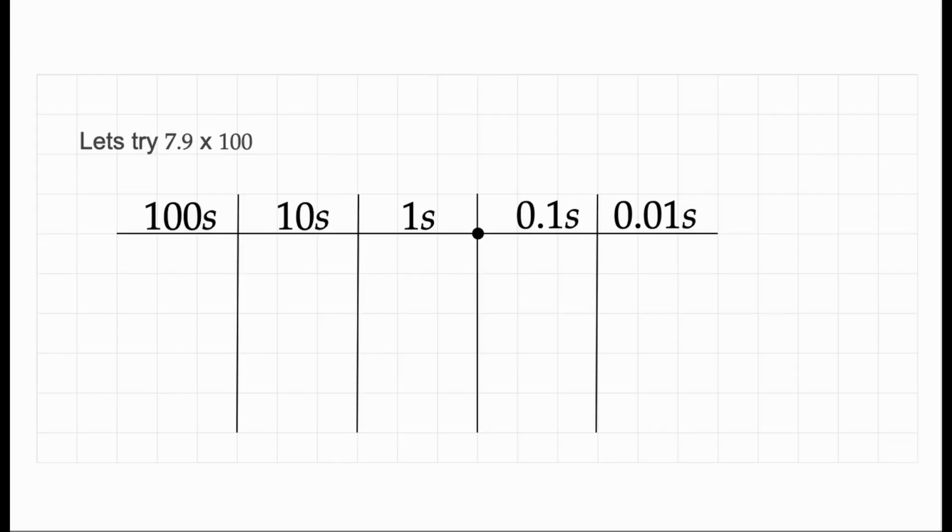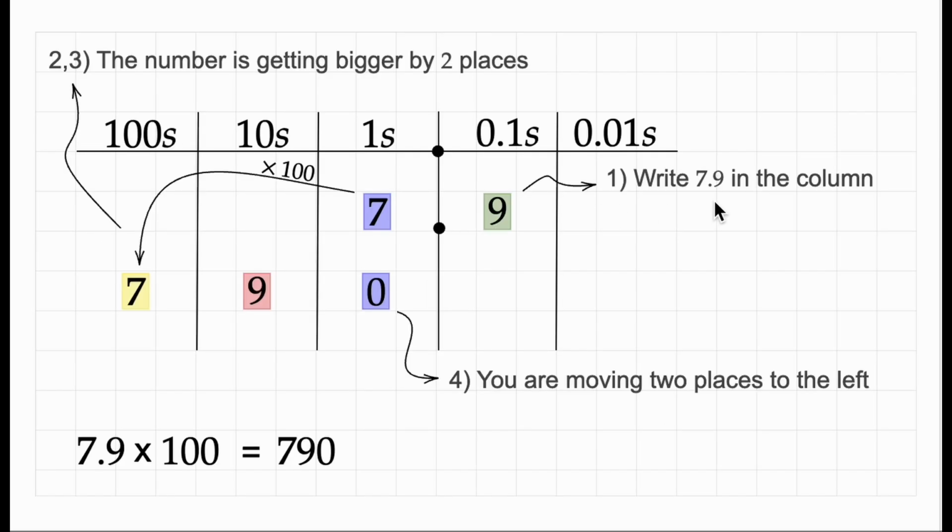Can you try 7.9 times 100? Pause the video if you want to work it out for yourself. If not, carry on playing. So first, we write 7.9 in the column. So there are 9 tenths and 7 ones. Now it's a multiplication, so that means it's getting bigger. So we're moving it to the left. And we're timesing it by 100, so we're moving it 2 places.